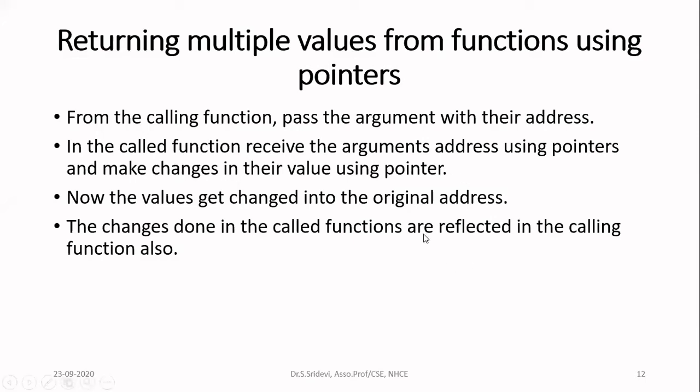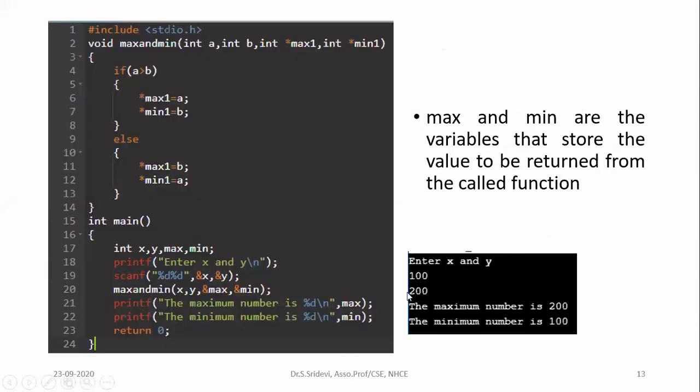Okay, so now let us see this with the help of a program. Try to understand the important points. When you want to return more than one answer from a function, pass the address of the variables where you want the answer as the argument. Okay, now let us focus on the program.